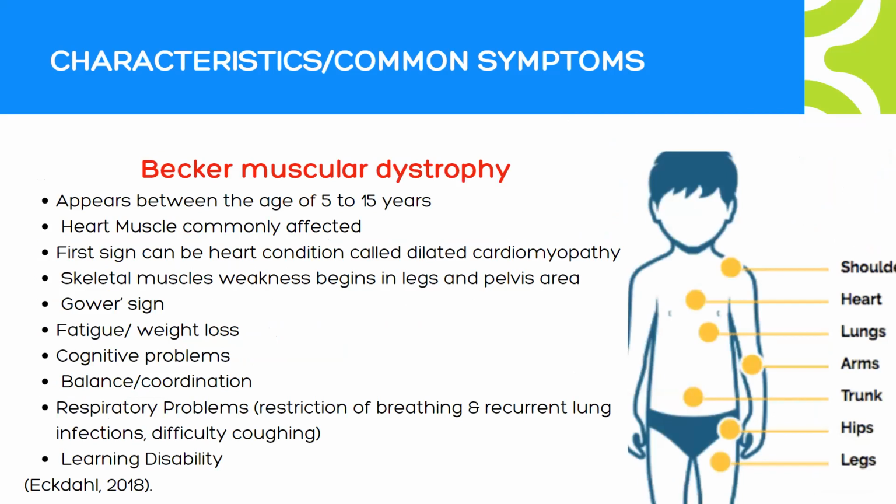For Becker muscular dystrophy, like I mentioned earlier, it appears between the ages of 5 to 15 years old. So this type of muscular dystrophy appears later on down the road. But the same common side effects, with heart muscles commonly affected. The first sign can be a heart condition, skeletal muscles weaken, Gower's sign, fatigue, weight loss, cognitive problems, balance and coordination problems, respiratory problems and learning disabilities. As you can see in the graph, these are different areas where MD affects the human body.